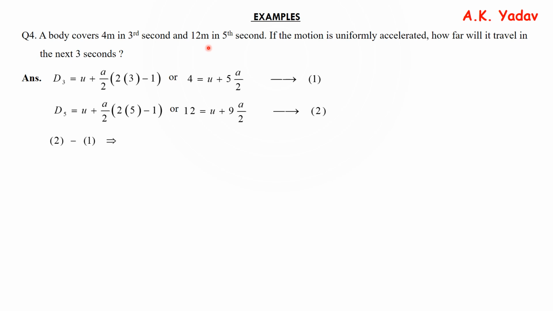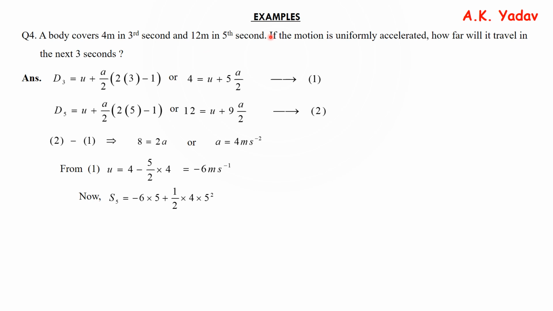So if we subtract 1 from 2, we get 8 is equal to 2a, that is, a is equal to 4 meter per second square. Now from equation 1, we can find the value of u, which comes out to be minus 6 meter per second. Now, what is the distance covered in 5 seconds? I'm not talking about the fifth second, which we already know, it's 12 meter. But what is the distance traveled in 5 seconds? So we put all the values in the equation. S is equal to ut plus half at square, and on solving we get 20 meter.